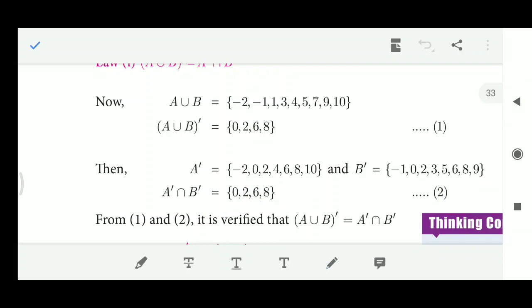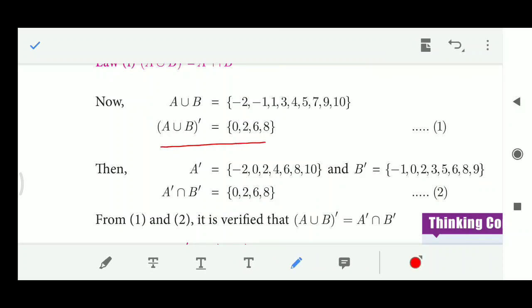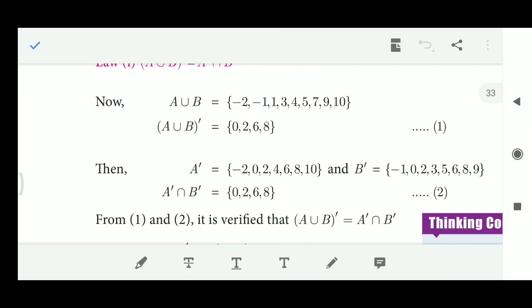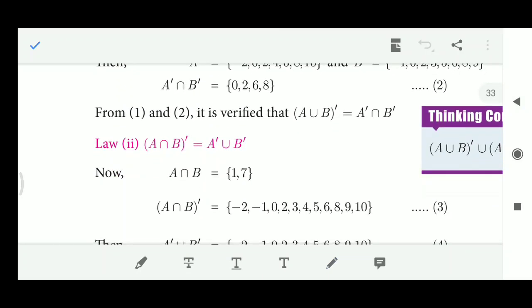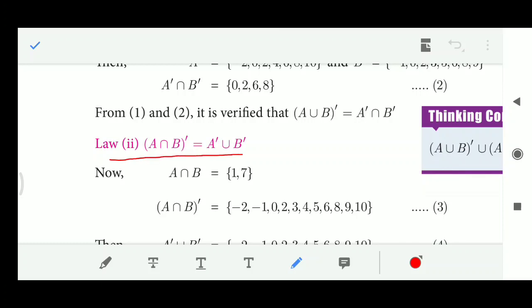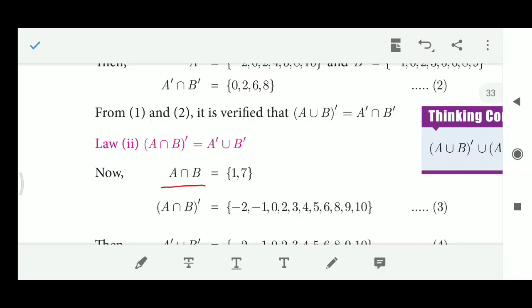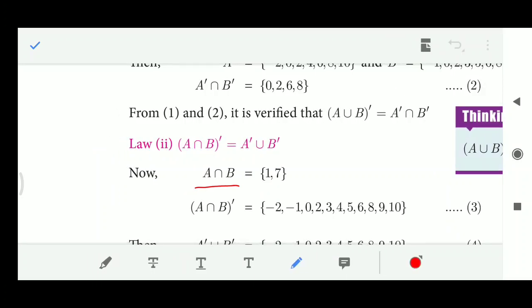Now from equations 1 and 2 we verified that A union B whole dash is equal to A dash intersection B dash. Next we will see the second law, which is A intersection B whole dash is equal to A dash union B dash. For the left hand side, first we have to find A intersection B, that is the common element between the sets, which gives 1 and 7.